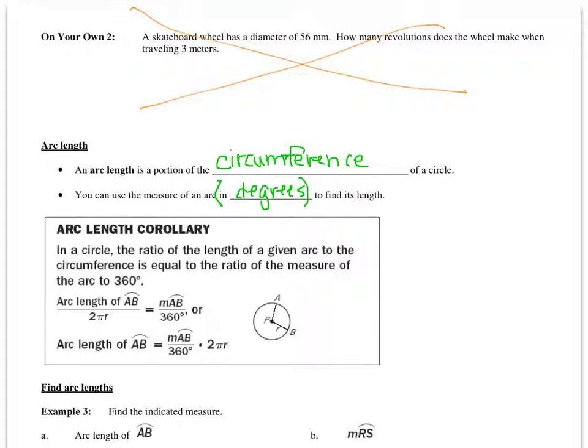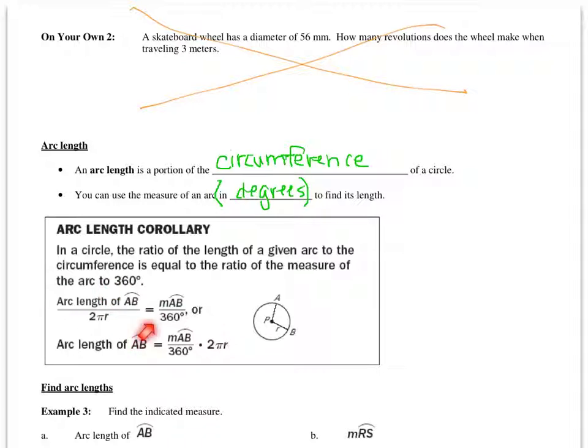My arc length corollary here says, in a circle, the ratio of the length of a given arc to the circumference is equal to the ratio of the measure of the arc to 360. So my arc length of AB, so this length, over my entire circumference equals this proportion right here, and that's the measure of the arc in degrees over 360.